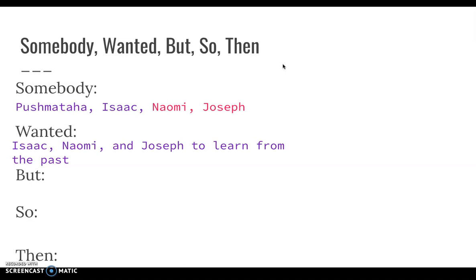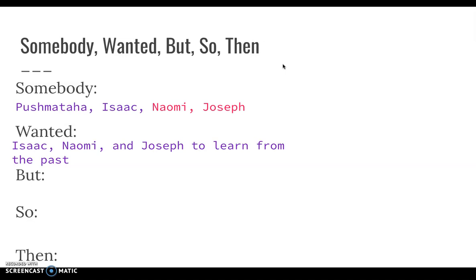The but. Did you find a but in this chapter? I didn't really see anything that prevented them from traveling into the past. Even though Joseph and Naomi were both living people, they were still able to travel into the past. So they haven't hit any delays or bumps in the road so far. So I'm going to leave the but part blank because there's not really anything that proves to be an obstacle to them at this moment.